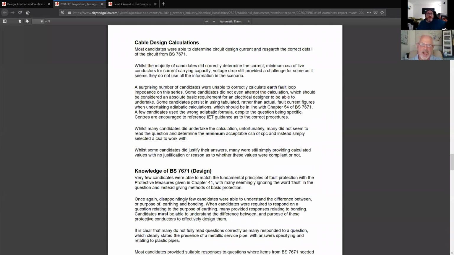Surprising number of candidates were unable to correctly calculate earth fault loop impedance of the series. Some candidates did not even attempt the calculation, which should be considered an absolute basic requirement for an electrical designer to be able to undertake. Let me just pause here. What is an electrical designer?